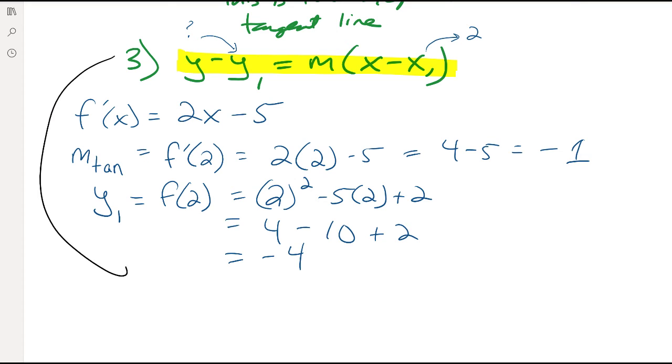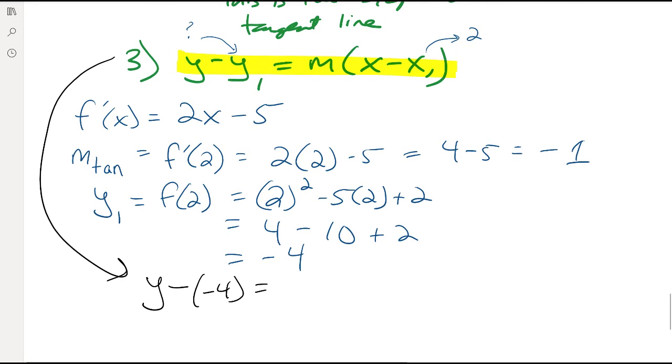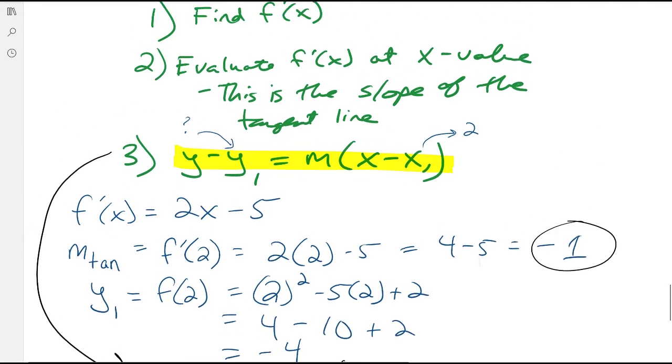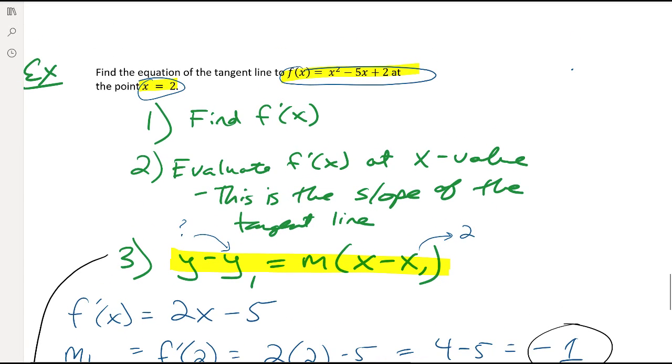our point slope formula. Now we're ready to go. So the equation of the tangent line will be y minus our y1, which is a negative 4, equals the slope of, what was the slope of our tangent line? Our slope of our tangent line was a negative 1 times x minus our x value, which was a positive 2.